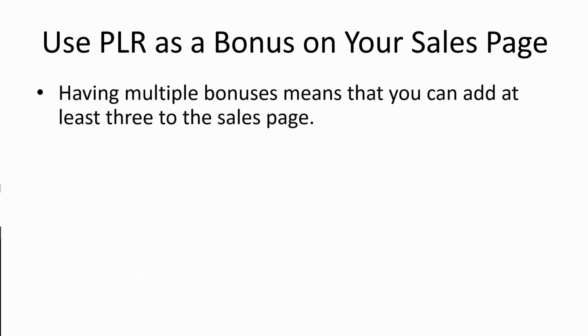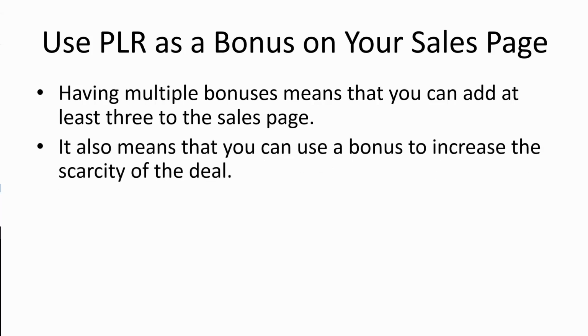Now, having multiple bonuses means that you can add at least 3 to the sales page, and that's really what you should be looking to add. That tends to be the average of people who are selling information products. Now, it also means that you can add a bonus to increase the scarcity of the deal.